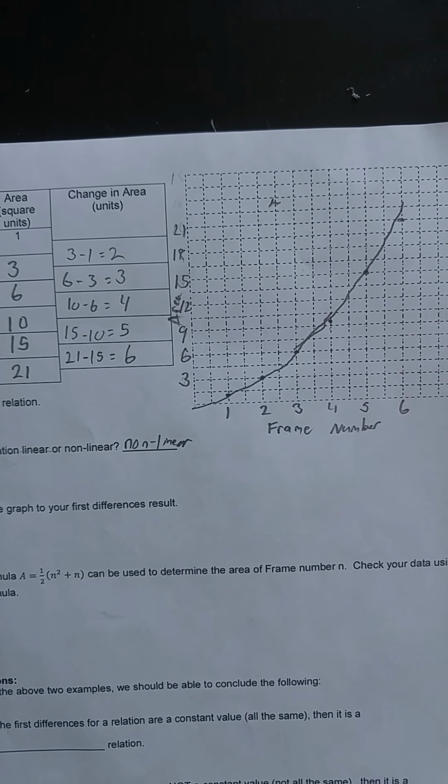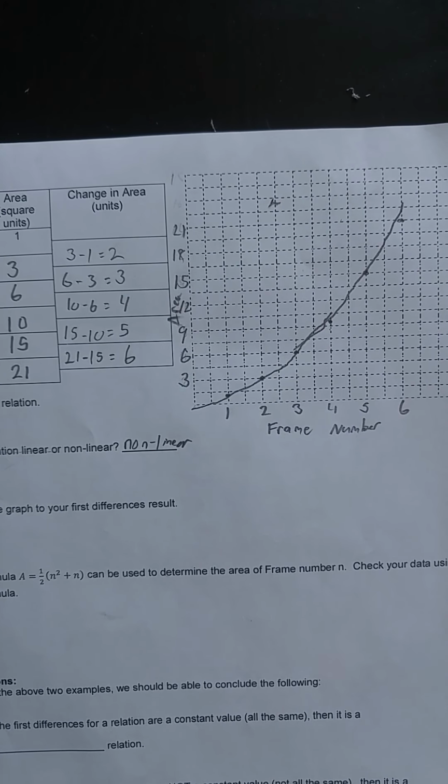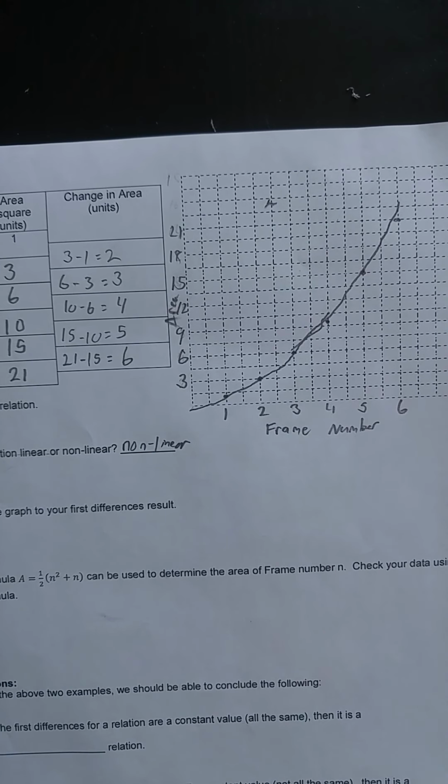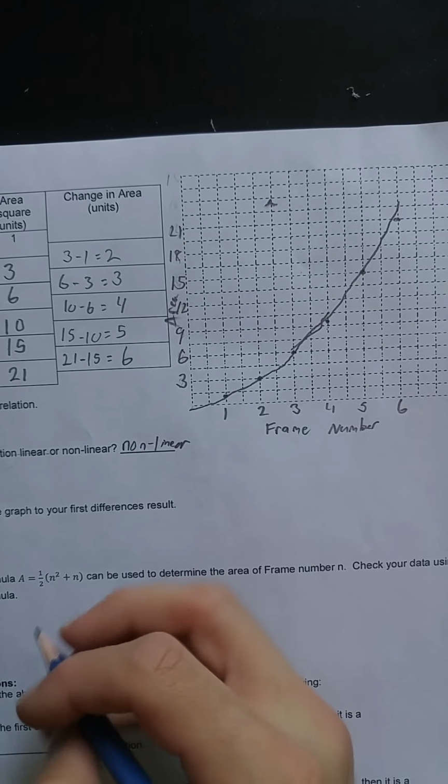Formula, area equals 1/2 times n squared plus n can be determined. We have to check our data using this formula. So let's do it. Let's try with any number. We'll try with 2. Okay?